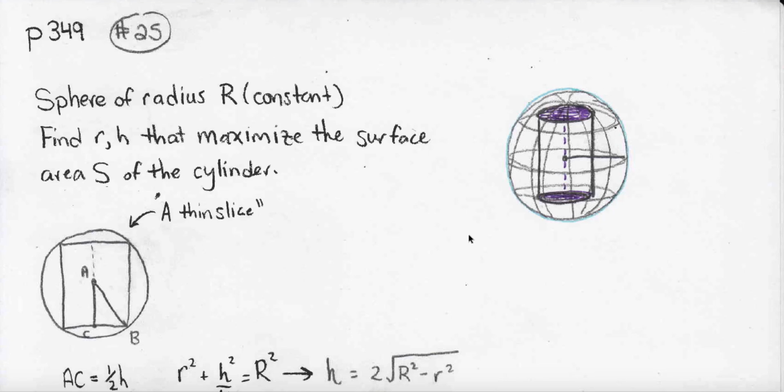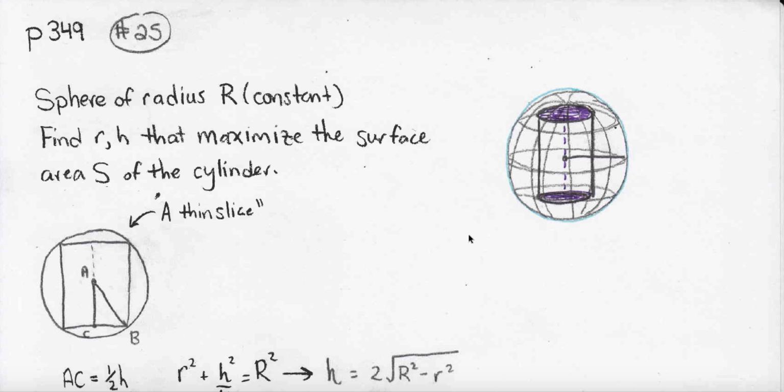So right now in calculus, we are working on solving applied maximum and minimum problems. Here's question number 25, found in the textbook. We want to figure out what the dimensions are of a cylinder that will maximize the surface area, of a cylinder that's been inscribed in a sphere of radius capital R.